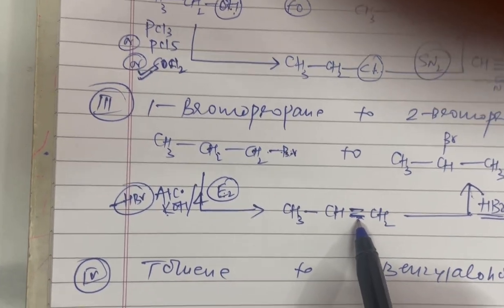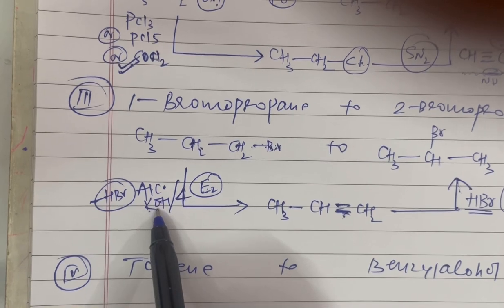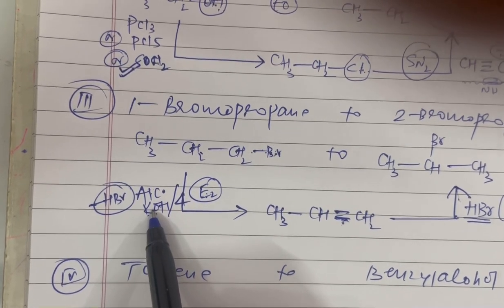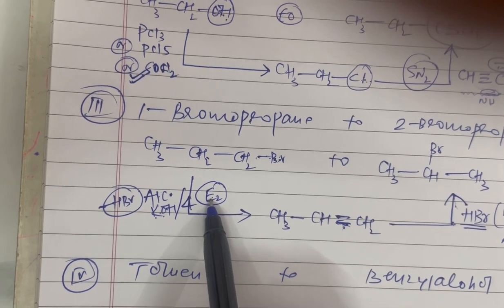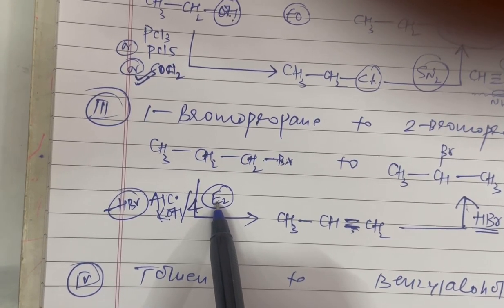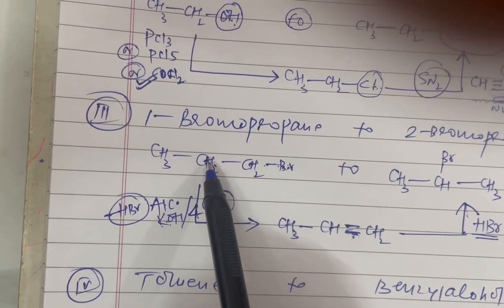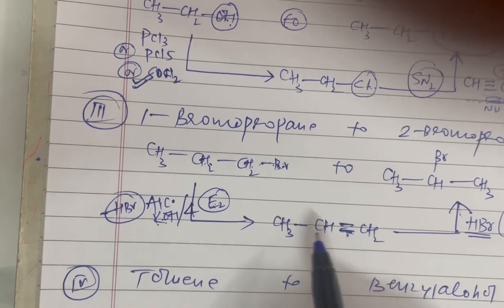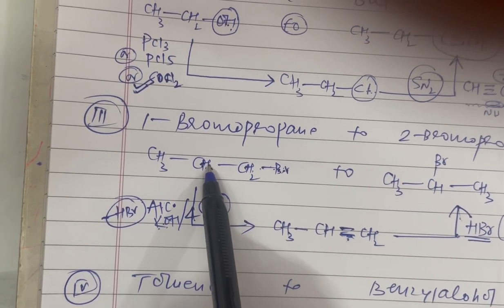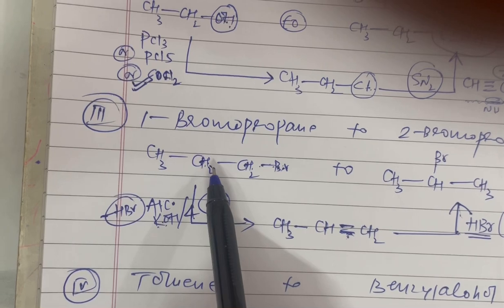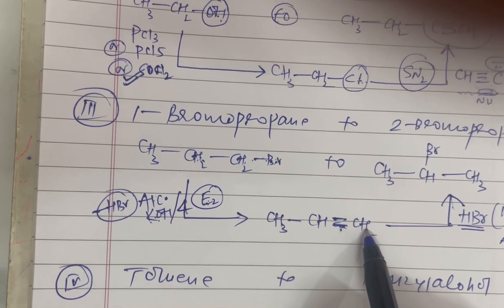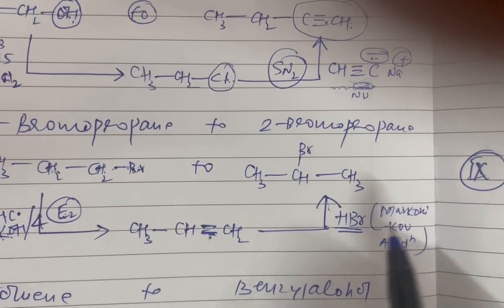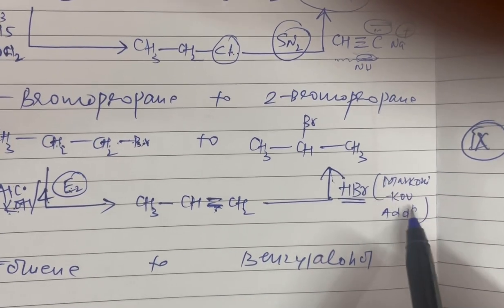For this elimination reaction we have used alcoholic KOH, alcoholic potash (KOH is also called potash), and heat. This reaction is basically E2 elimination, also called beta elimination. So HBr has been eliminated, H from here, Br from here. There is a double bond between this CH2 and this CH2, so now we have CH=CH2. Then we have added HBr by the Markovnikov rule, Markovnikov addition.